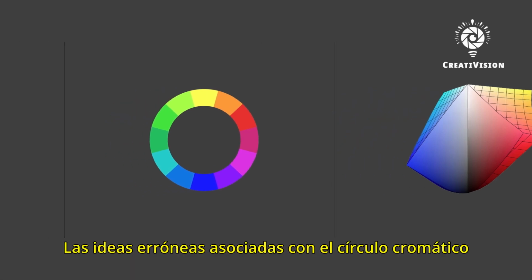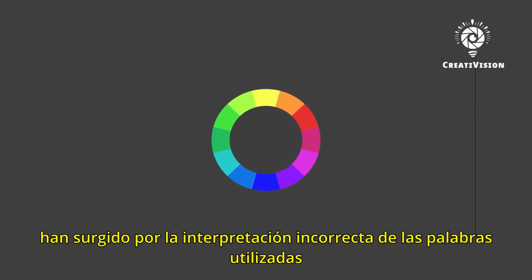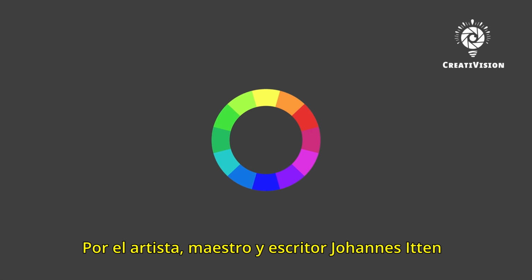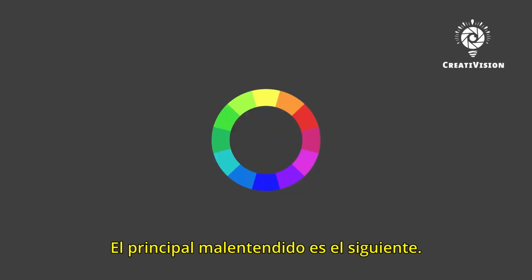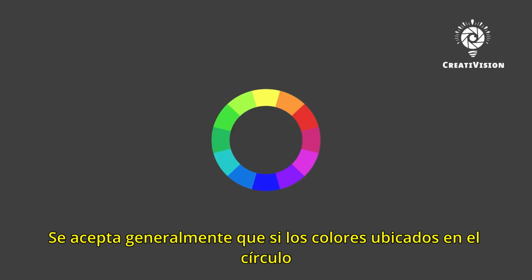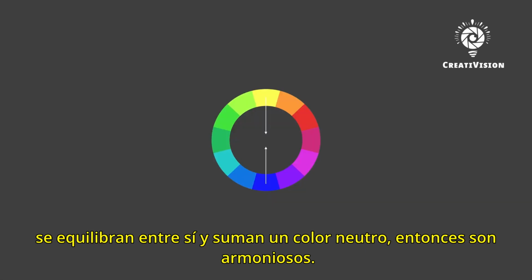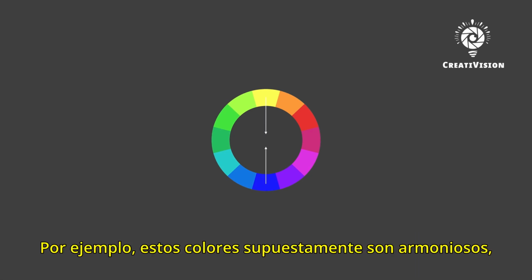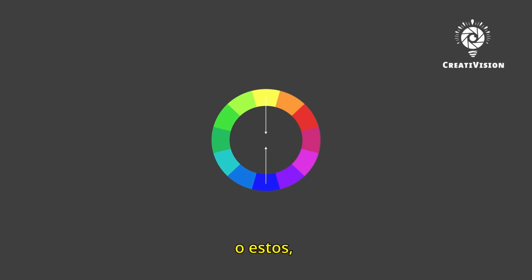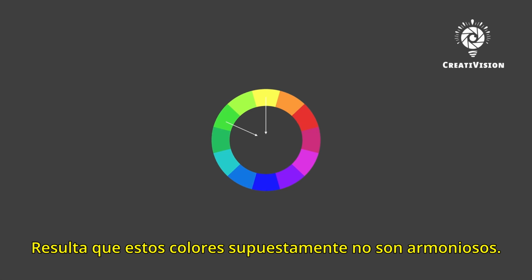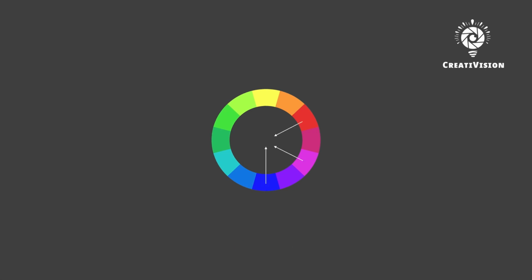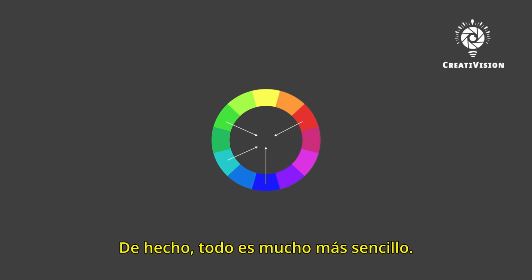The misconceptions associated with the color wheel have arisen from the incorrect interpretation of the wording used by the artist, teacher, and writer Johannes Itten in his book, The Art of Color. The main misconception is as follows. It is generally accepted that if the colors located on the wheel balance each other out and add up to a neutral color, then they are harmonious. For example, these colors are supposedly harmonious, or these, or these, or these, and in general any colors that add up to a neutral gray. At the same time, it turns out that these colors are allegedly not harmonious, or these, or, say, these, because they don't balance each other out.